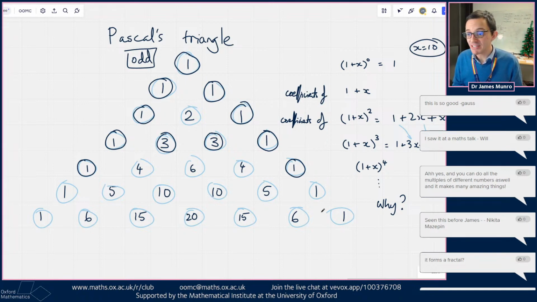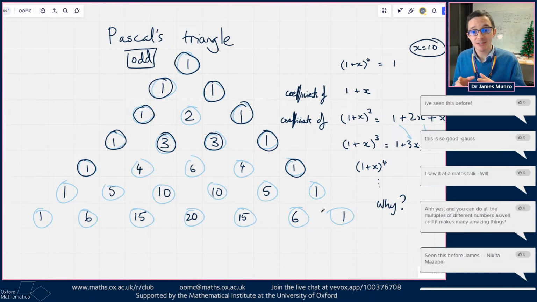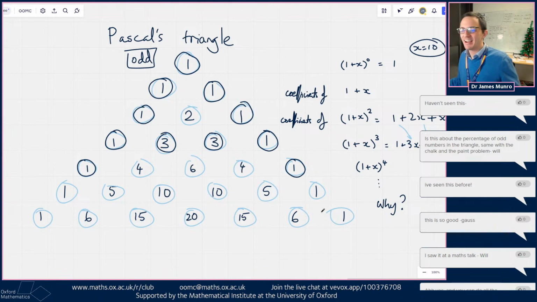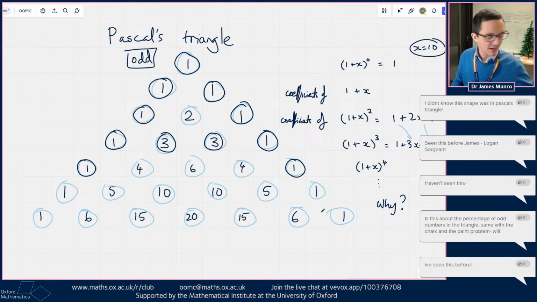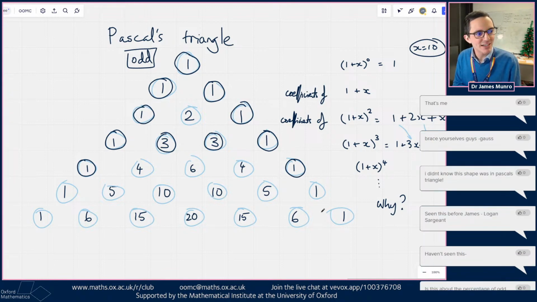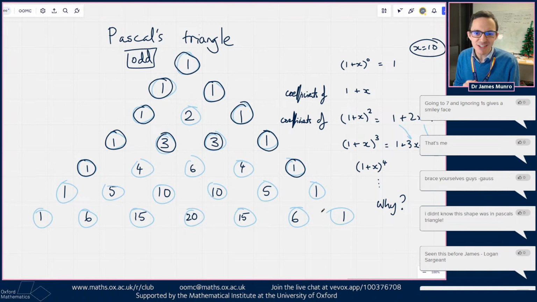It is really good, and my ambition here is that someone at home has got a bit of paper. They haven't seen this before. They're now circling the odd numbers in Pascal's triangle, and they've seen something new. That is my only hope for today. Right, good. I'm trying no spoilers while people are circling numbers at home. I'm hoping it's the one person who requested this.